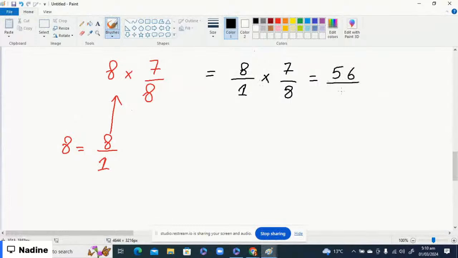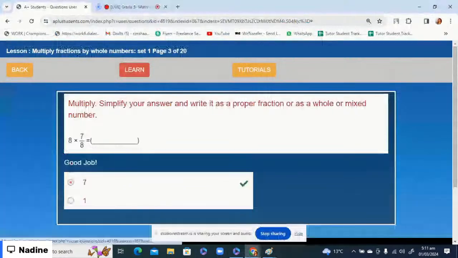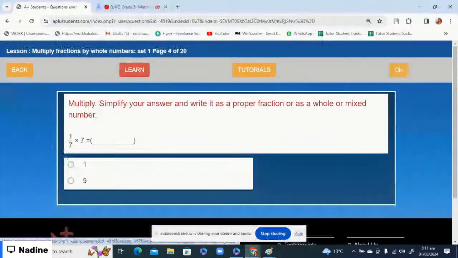8 times 1 is 8. Again the improper fraction, divided. 8 times 1 is 8. 8 times 7 is 56. So what's the answer? That is 7. So is it 7 here? Yes, that is here. Let's check. Yes, our answer is right. You all solve this one and then tell me what's the answer.